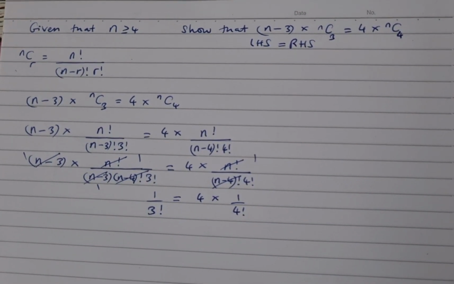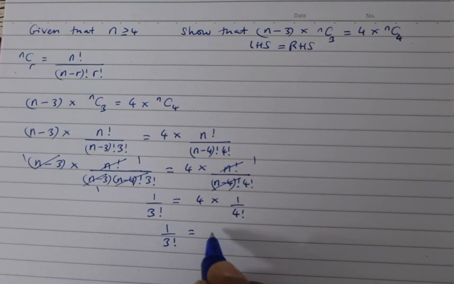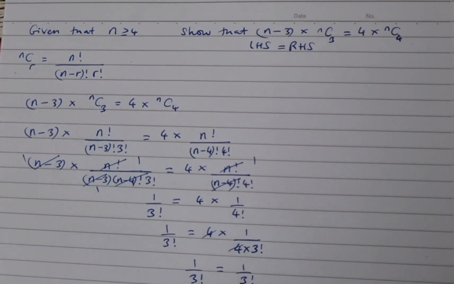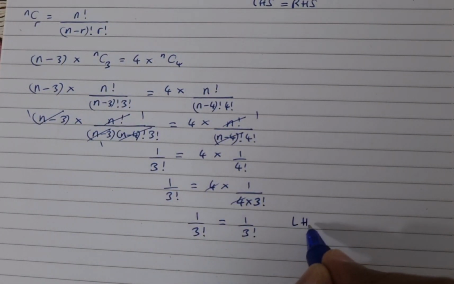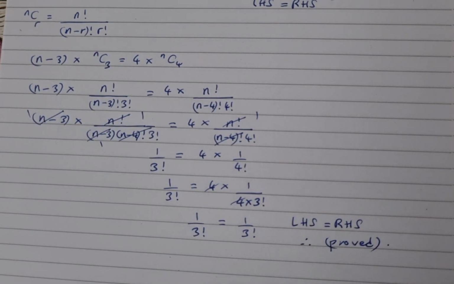So what is this basically? Basically I'm saying that 1 over 3 factorial is equal to 4 times, what is 4 factorial? Remember, 4 factorial could also be written as 4 times 3 factorial. So now the 4 and the 4 cancel out. I'm left with 1 over 3 factorial is equal to 1 over 3 factorial. You can see now that the left-hand side is equal to the right-hand side. Therefore, it has been proved. So here we are. I hope it helps.